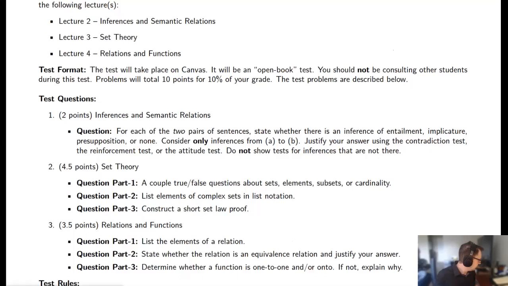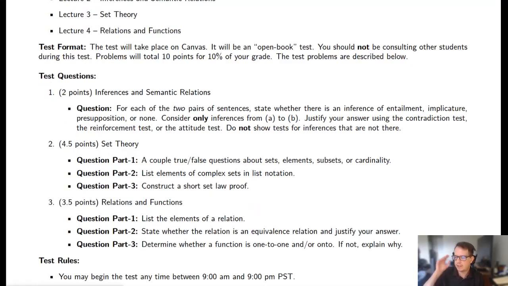There are 3 main questions, so I just sort the questions by lecture topic for this one. So there's one big question for inferences and semantic relations. There's a set theory question with 3 parts, and there's a relations and functions question with 3 parts. And basically, the test is just a taste of all the assignments and a much smaller version of it.